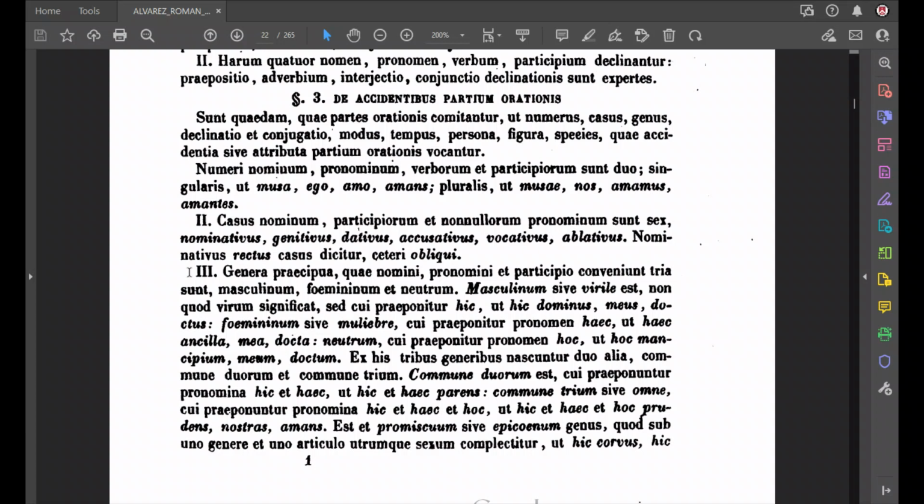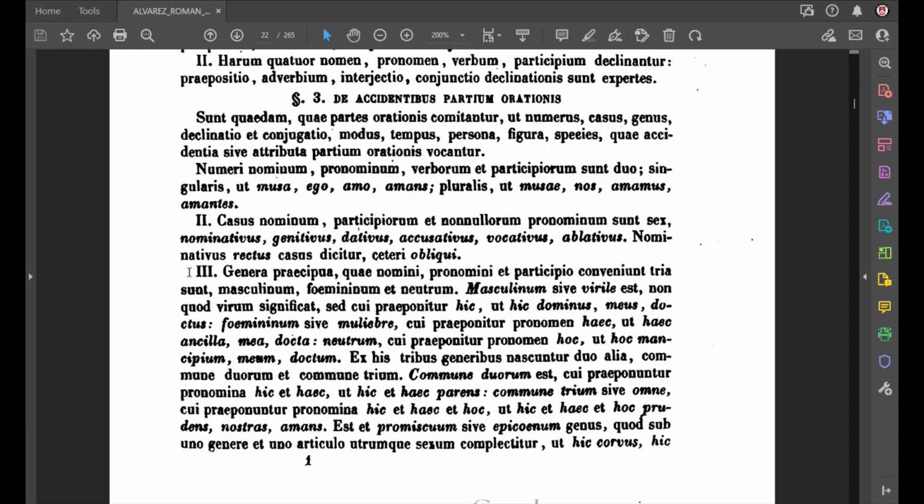Masculinum, non quod virum significat, not that which signifies a man, sed cui preponitur hic, but that to which the pronoun hic is preposed or set before. Ut hic dominus, as hic dominus. So the pronoun hic is masculine. Any noun, pronoun, or participle that's preceded by the pronoun hic is a masculine noun, pronoun, or participle.